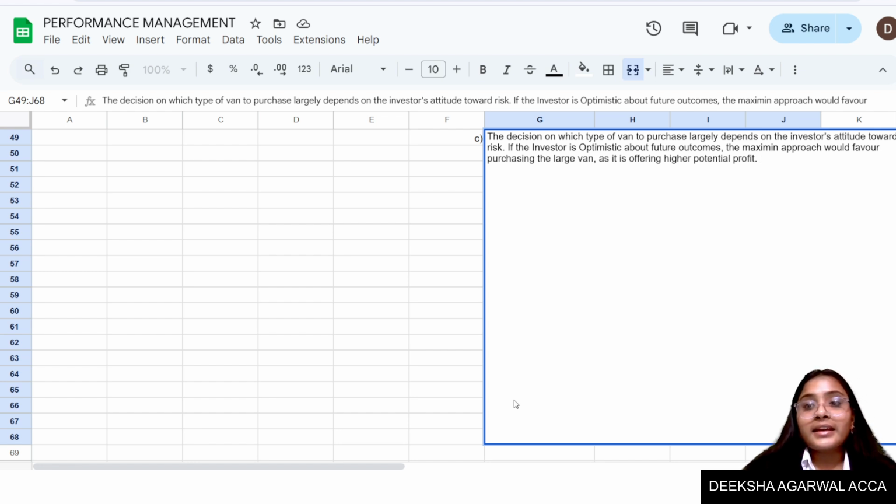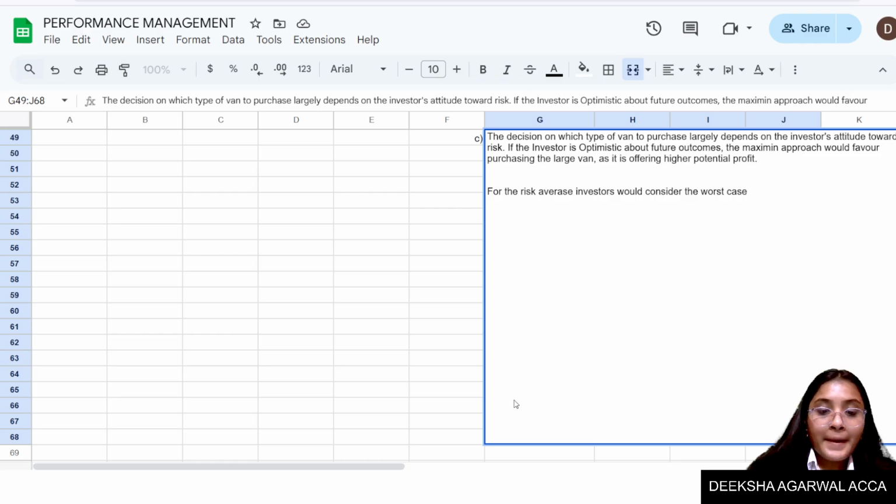Now, if there is someone who wanted to apply the maximin approach, for the risk averse investors, they would consider the worst case, the highest returns. This is what I have told you. Correct. And the maximin, or you can say medium, when it stands out.